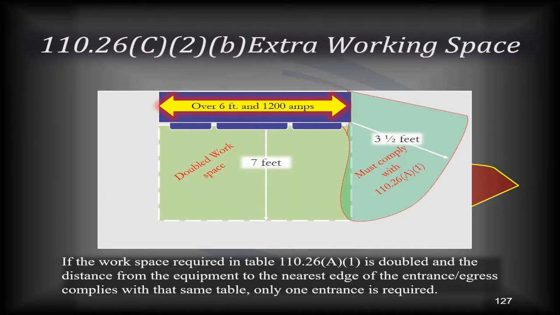110.26(C)(2)(b) talks about extra working space. If the workspace required in Table 110.26(A)(1) is doubled, and the distance from the equipment to the nearest edge of the entrance or egress complies with that same table, you only have to have one entrance.